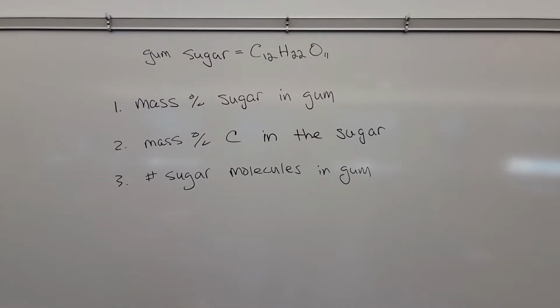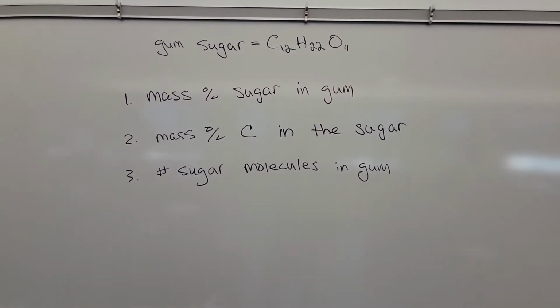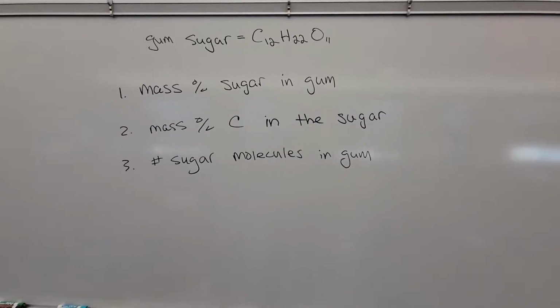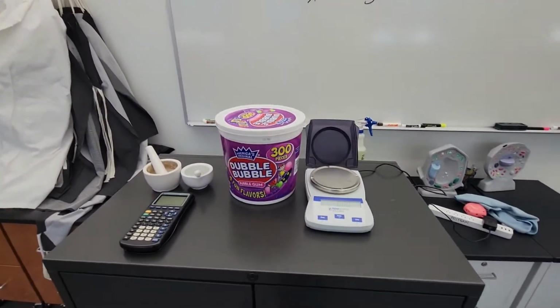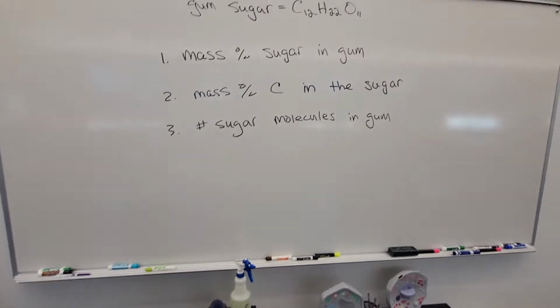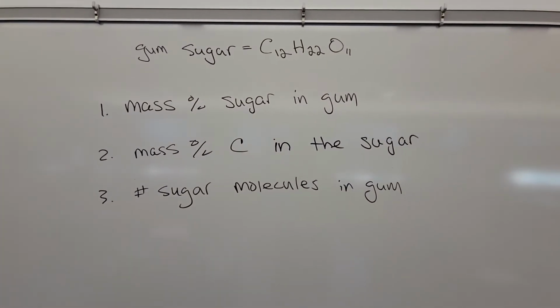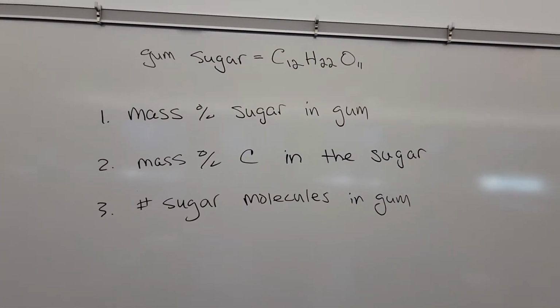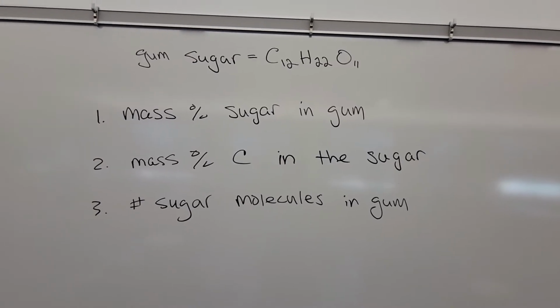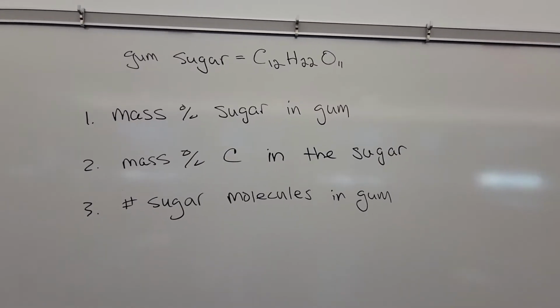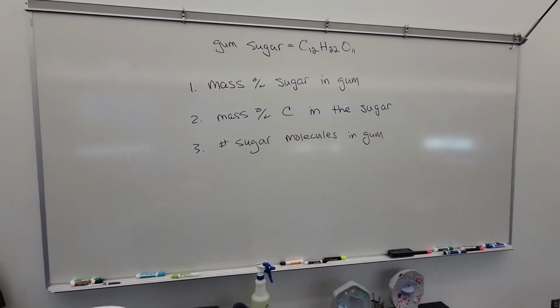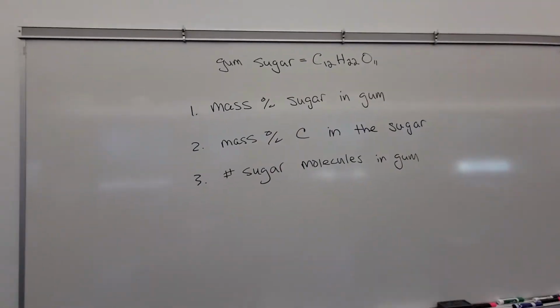Three parts to today's challenge. Part one was to get the mass percent of the sugar in your piece of bubble gum, which you chose out of this tub. And number two, get the mass percent of the carbon in that amount of sugar. And finally, count the number of sugar molecules in your gum. So let's see, how are we going to do this? Let's get the mass percent of the sugar.